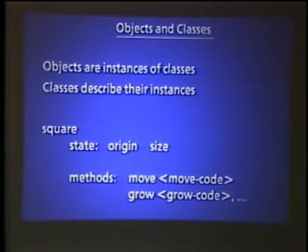Namely, they both know how to move, and they both know how to grow. They, of course, in any real system, would know how to do much more. So what you see here is that the key to the message is move. And then there's some code that's associated with that key that's special for the class square.